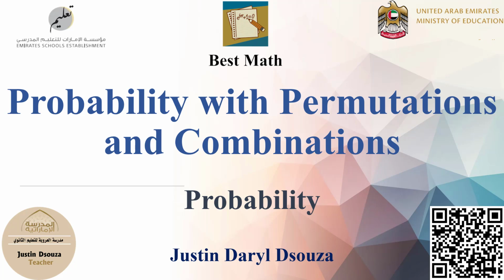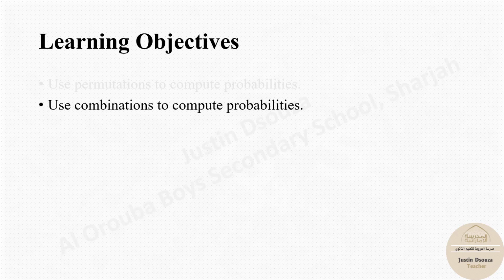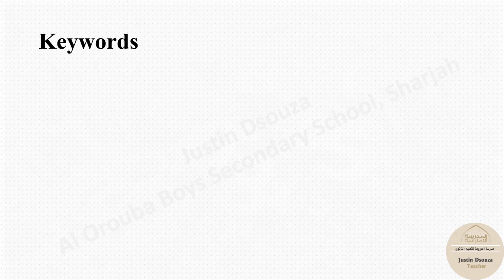Probability with Permutations and Combinations by Justin D'Souza. The learning objectives of this lesson are to use permutations to compute probabilities and to use combinations to compute probabilities. The keywords are permutation, factorial, and combination.